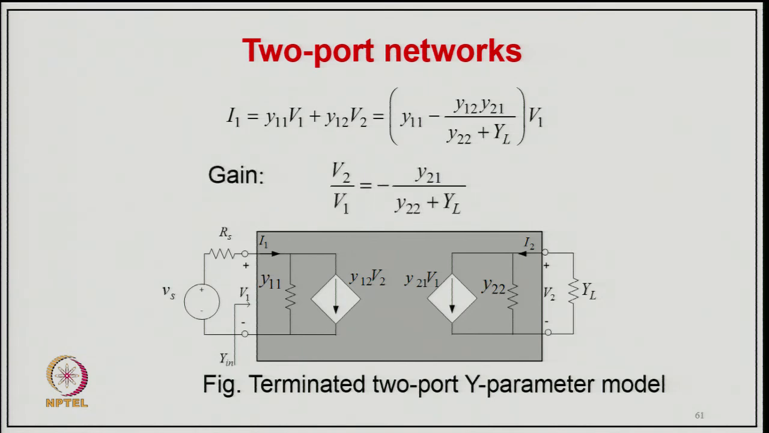This is the input current source, and gain will be V2 upon V1, and that is minus Y21 divided by Y22 plus YL, here YL is connected here. So, that is how we define the voltage gain and how we represent the equivalent circuit on the input port and the output equivalent circuit, of course, in terms of parallel branch, because admittance is always preferred to be considered as a parallel branch. Impedance we already considered as a series branch earlier, what we discussed in the Z parameters.